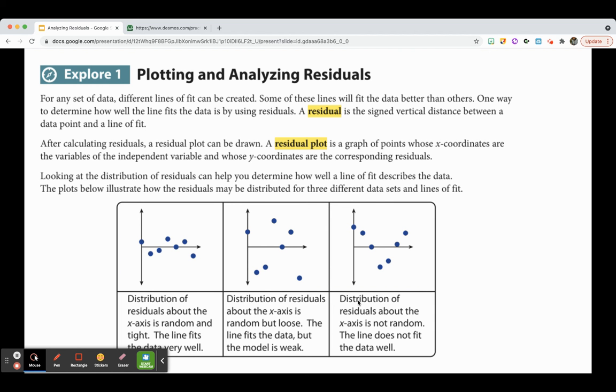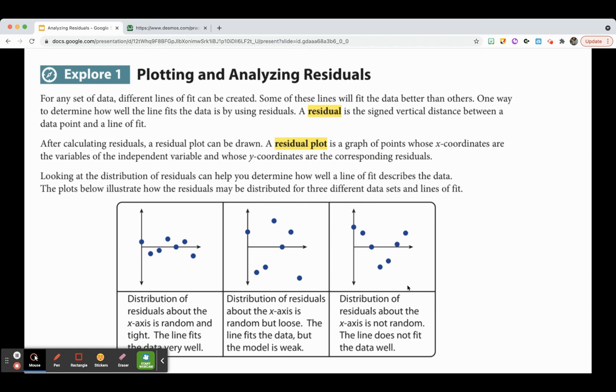If we look at this very first one, we notice that the residuals around the x-axis are random and tight, so it's very close to the x-axis, and the line fits the data very well. In this one, the distribution of the residuals about the x-axis is random but loose. So the line fits the data, but weakly. It's scattered and loose fitting, so it does fit, but it's a weak model.